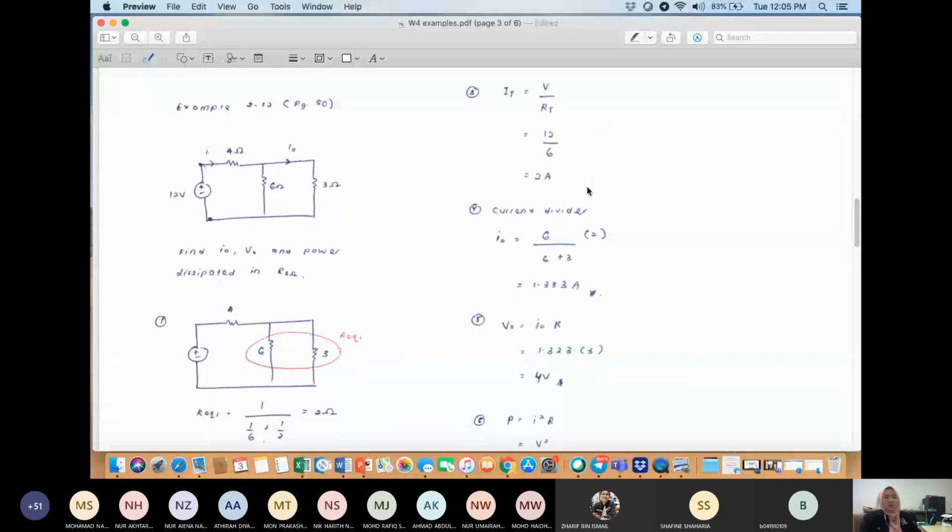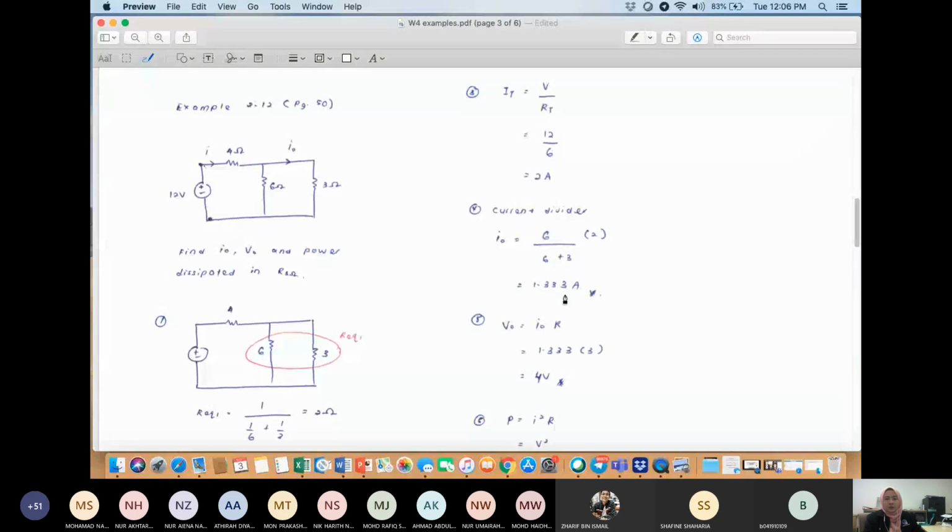Okay. After you calculate the I, then only you can use the current divider. So this is the current divider. So you want to find the current here, I naught. Okay. So basically I naught is the current across 3 ohm. So I naught is equal to 6 divided by 6 plus 3 multiplied with the I. So the I is 2. And you will get I naught is equal to 1.333 ampere.